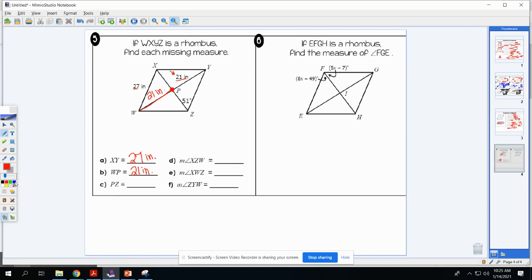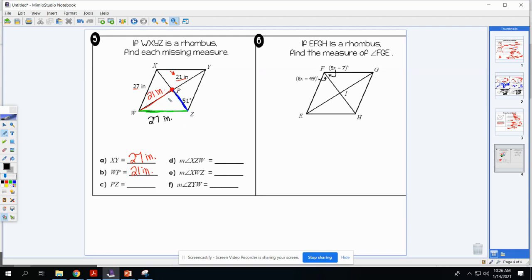All right, now, next one here, we are looking for PZ. PZ, which is this blue line right here. So when we're looking at PZ, I know that our diagonals bisect each other. So if I knew what the other half of PZ was, XP, I would definitely know what PZ is. However, we don't know what XP is. So let's take a look at what we have right now. Right now we have 21 inches for WP. WZ, well, we know that that's 27 inches because all sides of a rhombus are the same.